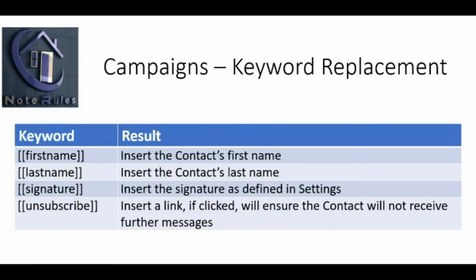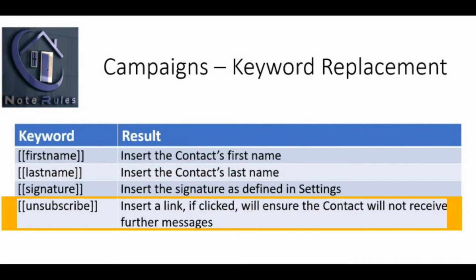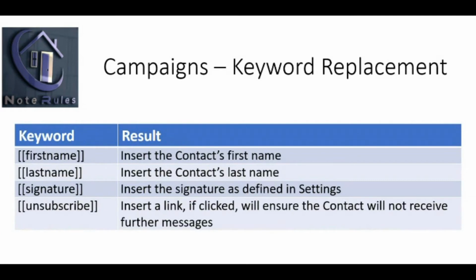In the content section, we support keyword replacement. These keywords allow dynamic replacement of content as the message is being prepared. Supported keywords are first name, which inserts the contact's first name, last name, which inserts the contact's last name, signature, which inserts your signature. We'll cover that in the settings item later. And then unsubscribe, which inserts a link that will ensure the contact no longer receives messages.